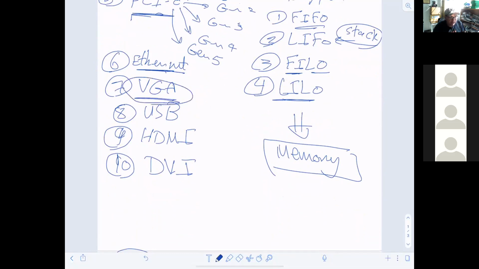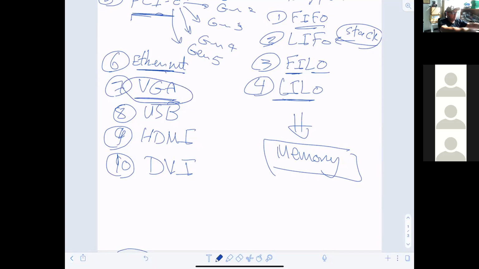Then there is VGA. You checked your monitor, right? In the monitor, you have multiple things: you have VGA, you have HDMI, you have DVI, you have micro HDMI, you have all of those. Those are protocols for what? Two-dimensional or beyond two-dimensional data representation.